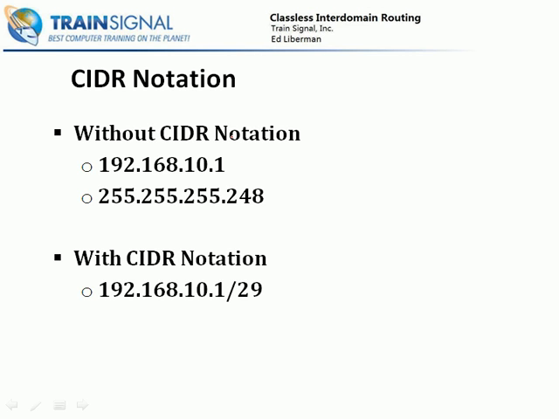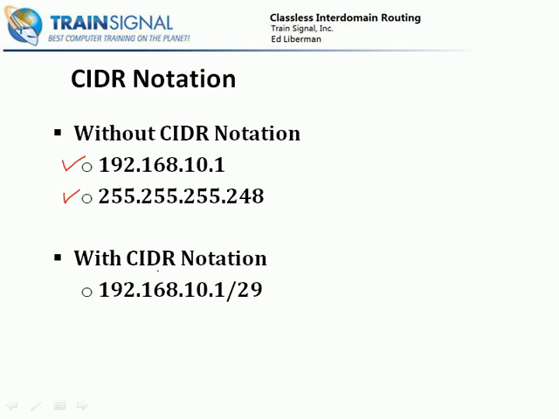Now, the one last thing I want to talk to you about here is something called CIDR notation, because that's really what CIDR is. It's all about the notation. See, without the CIDR notation, we have an IP address and subnet mask written out as we see here, 192.168.10.1 with a subnet mask of 255.255.255.248. Whew, that's a mouthful.